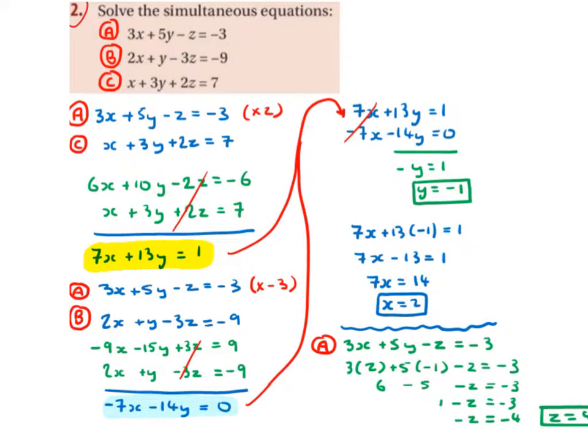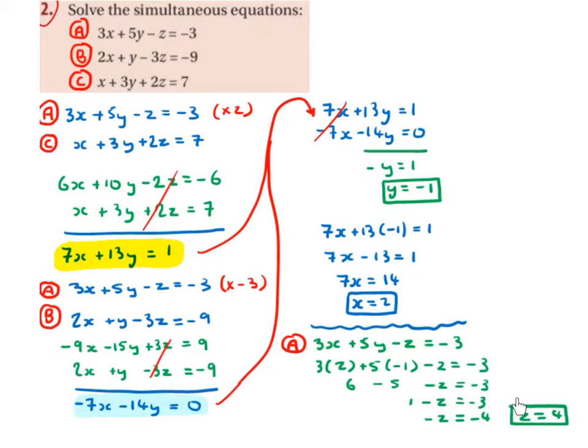I'm now going to take one of my original equations. I'm going to go for the top one. I'm going to swap the x for 2 with brackets around it, the y for minus 1 with brackets around it. 3 by 2 is 6, 5 by minus 1 is minus 5, minus z equals minus 3. 6 minus 5 is 1, so 1 minus z equals minus 3, and minus 3 minus 1 is minus 4, so minus z is equal to 4. Therefore z is equal to positive 4. So x is 2, y is minus 1, and z is 4.